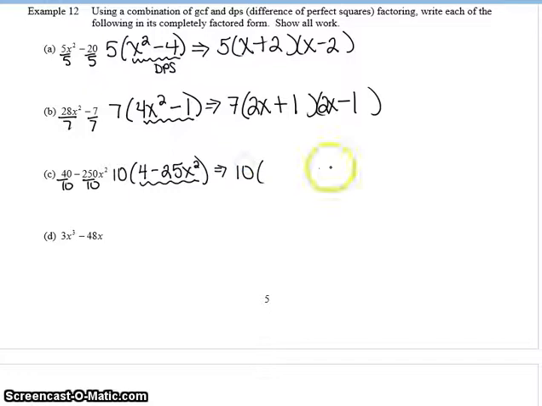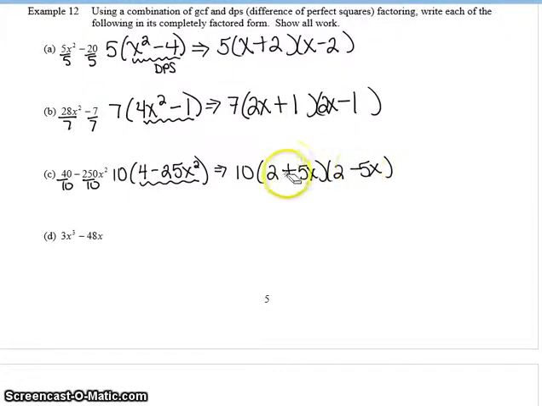So carry along the 10. I have 2 sets of parentheses. One's always a plus, one's always a minus because these are conjugates. And then I have to take the square root of each of my parts here. Okay? So the square root of 4 is 2, leaving 2 in front. And the square root of 25x squared is going to be 5x. So I get the conjugate pair of 10 on the outside times 2 plus 5x, 2 minus 5x.